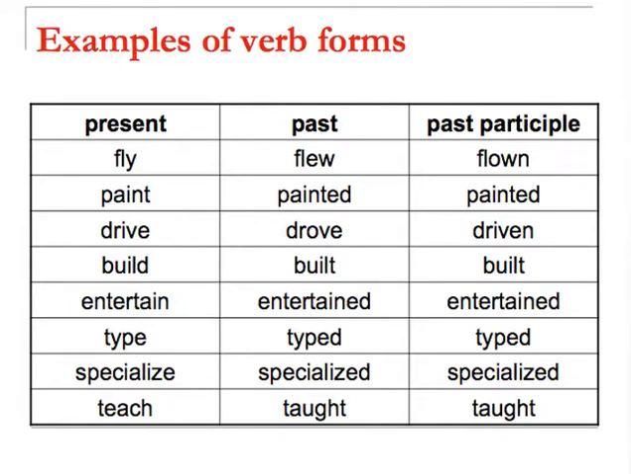Let's move on to the next example. The word build, B-U-I-L-D, कुछ बनाना. Build is your present form. Talking about past, it becomes built, with the T. And then again, the past participle is also built with again the T.